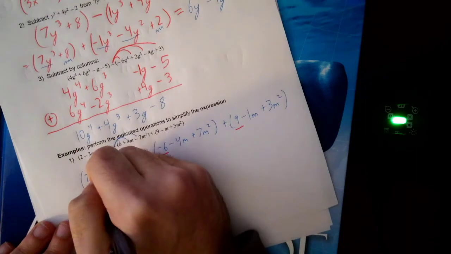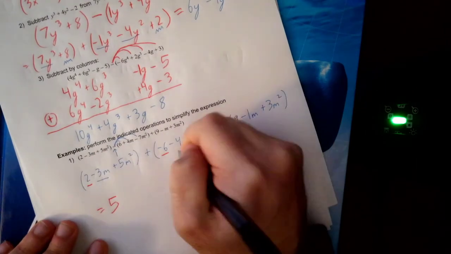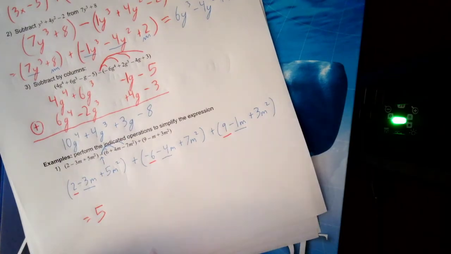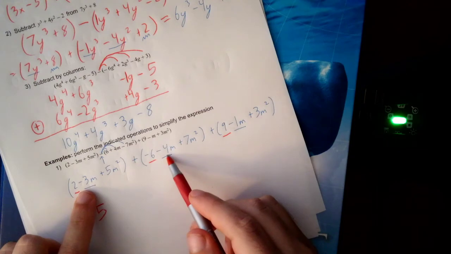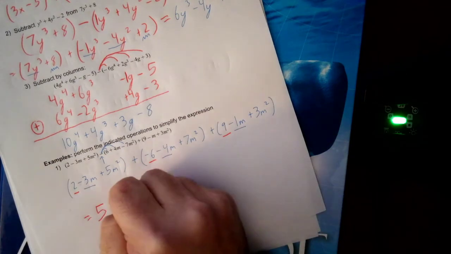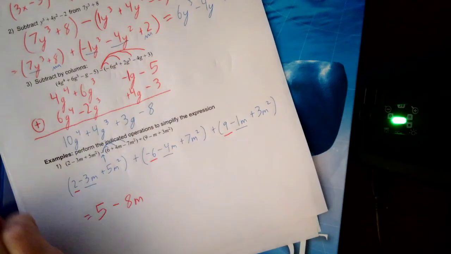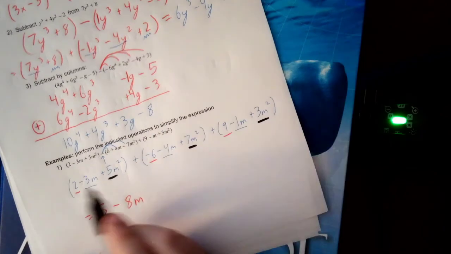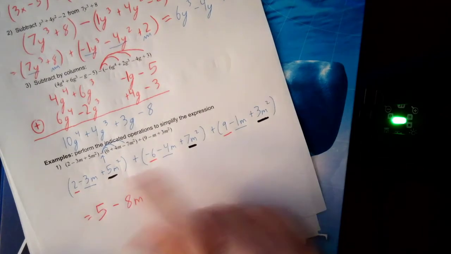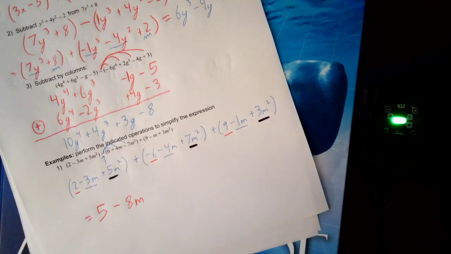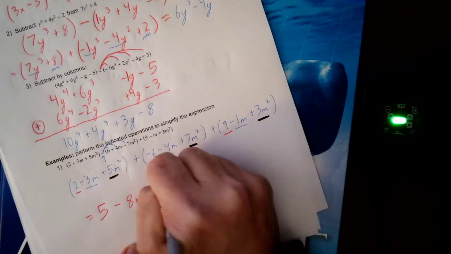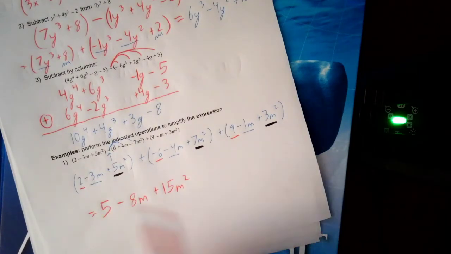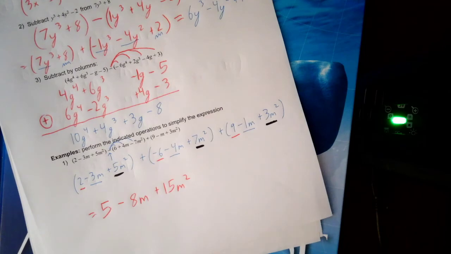Next, I'll move on to the m's. Minus 3m, minus 4m, and minus 1m. All of those are negative, so negative 3 and negative 4 make negative 7. Take one more away, will be negative 8m. And then, lastly, we can look at the m squareds. They're all positive, so when I add them, 5 and 7 make 12, and 3 more is 15, so plus 15m squared. So we can perform multiple operations by making sure we're only combining the like terms.